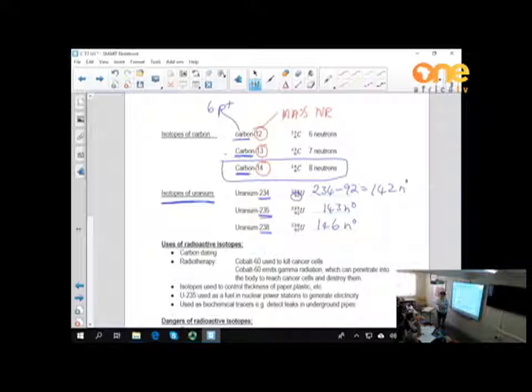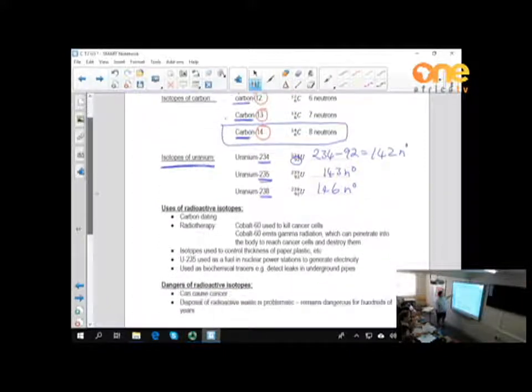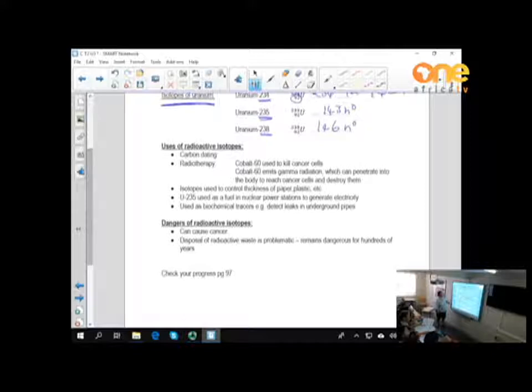Many elements have isotopes. Some are more well-known than others. We won't work with all of the isotopes. These are just a few. What do we use radioactive isotopes for? Carbon dating. I've just explained that to you. The ratio of the carbon 14, how has it changed? And then they use that to work out how old the object is, the living organism was.